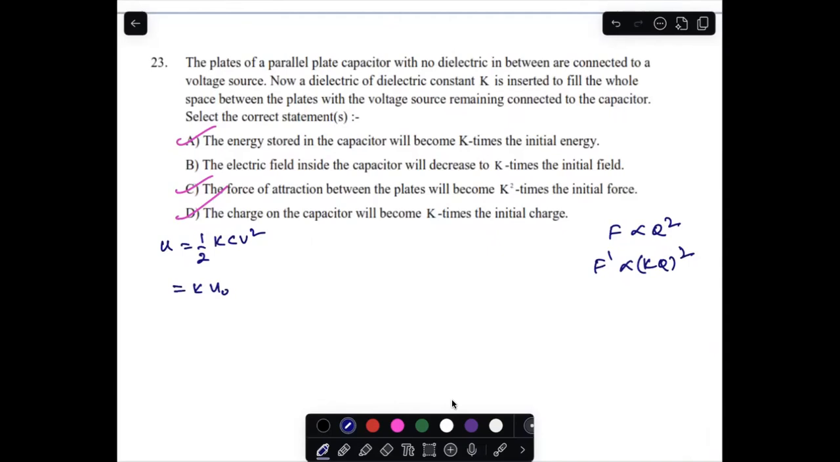Good question. Now without the connection of battery, already 2 plates are charged. That's all. It is not connected to the battery. And you have inserted dielectric. I said what? Even now force is Q square by 2ε0A. What is Q? Charge on each plate. What is the charge on each plate now? It's no longer Q. It is KQ.